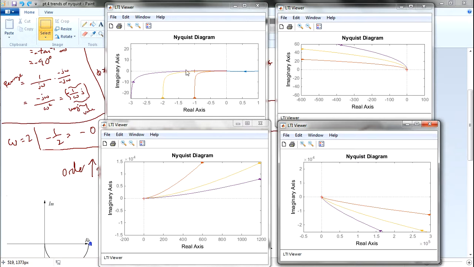When you multiply by 1 over s, you flip 90 degrees. That is here. If you multiply by 1 over s squared, you flip 90 degrees again, and then 1 over s cubed, you flip 90 degrees, which is minus 270 degrees. This one is minus 180. Hold on.